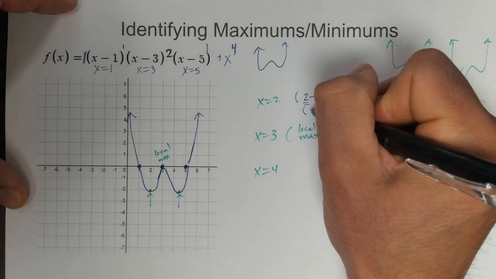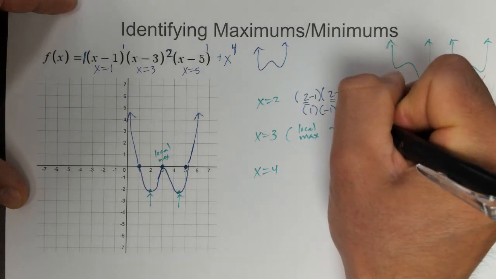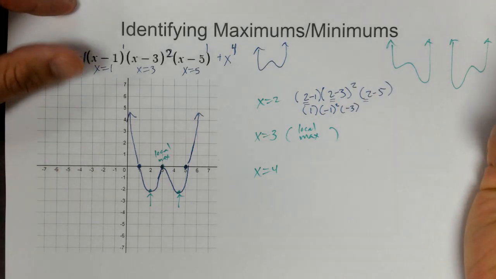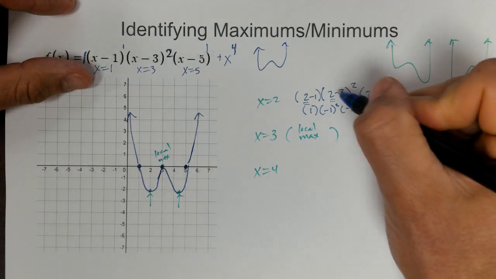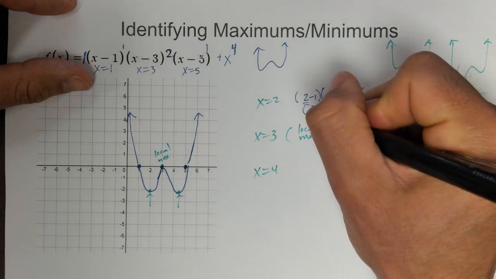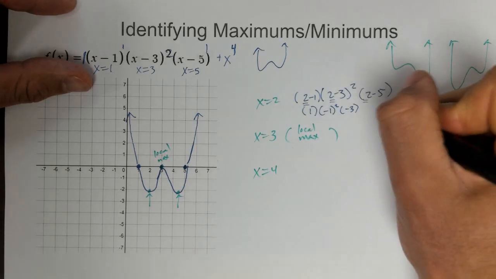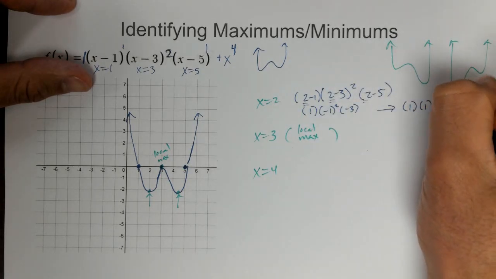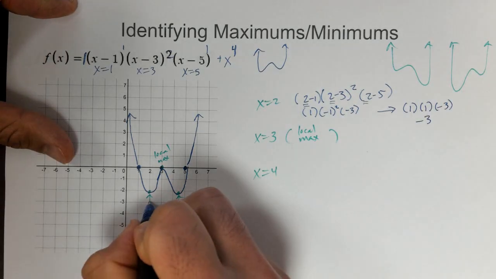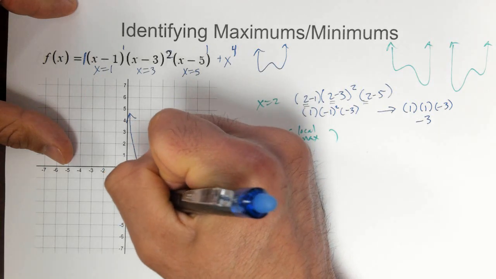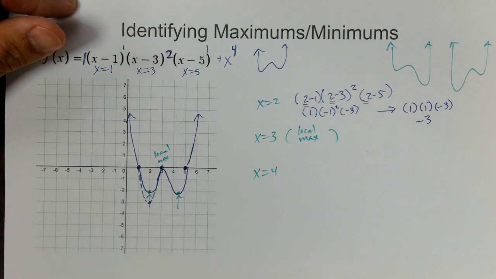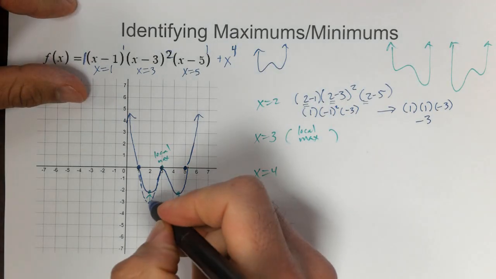So what do we get here? 2 minus 1 is 1. 2 minus 3 is negative 1. I square that, and then I have 2 minus 5 is negative 3. If I do a little bit of PEMDAS, right, I do the parentheses first, and then I do the exponents. Negative 1 squared is 1. So this turns into 1 times positive 1 times negative 3, which makes it all negative 3. So technically, I should have drawn this lower. Earlier it was just a sketch. I couldn't tell how low to go. But now I can determine that it goes to negative 3.